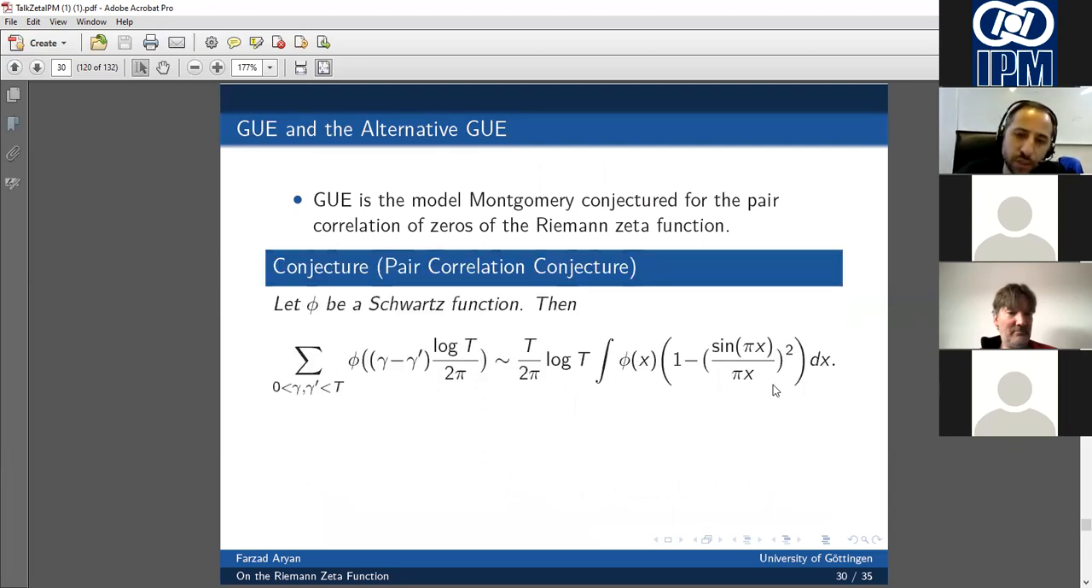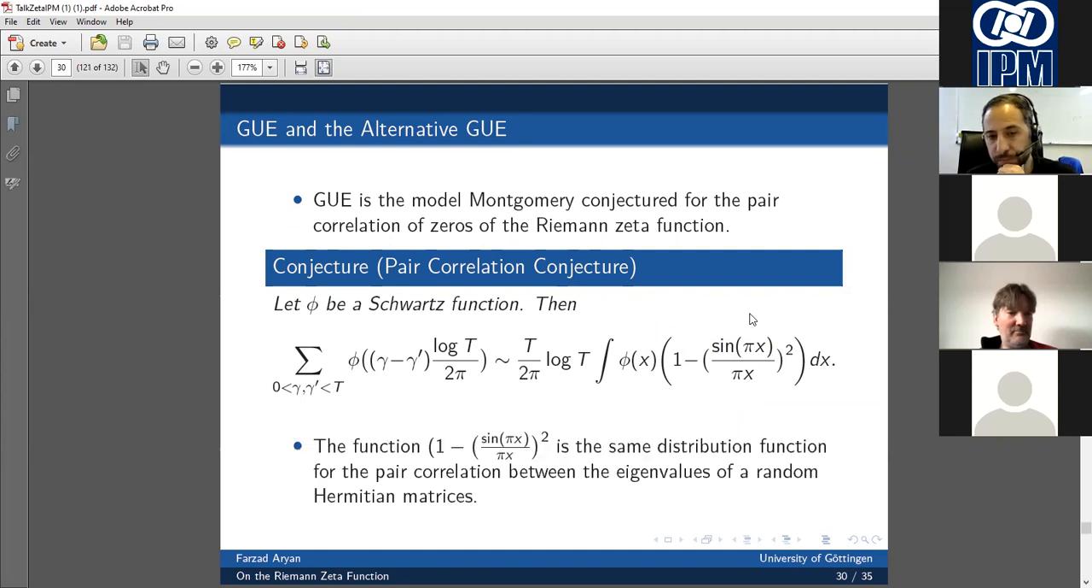This is what Montgomery conjectured: if you have a nice weight function, and you imagine its support is between 0 and epsilon, then this side takes care of the gaps that are getting smaller than epsilon. And the right-hand side gives you what portion of them would be smaller than epsilon. What's important here is this kernel in the distribution function. It is the same as for the distribution of eigenvalues of large matrices.